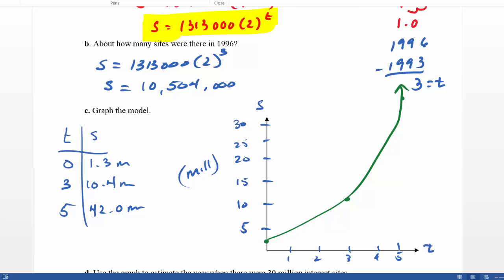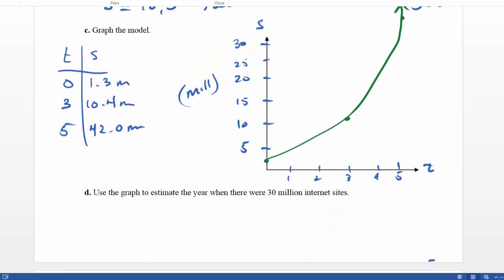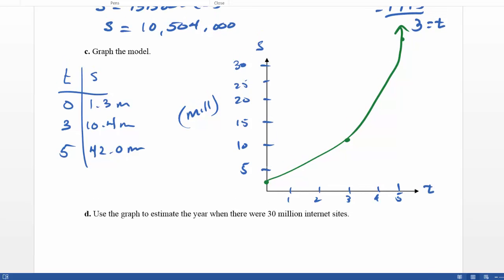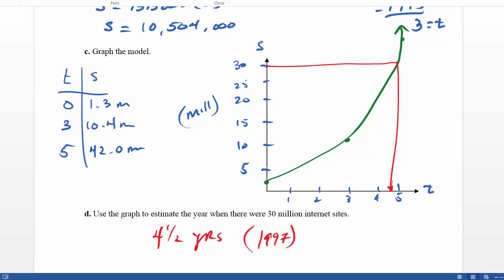And then our last question says to use the graph to estimate when there were roughly 30 million internet sites. So we can take 30 million internet sites and kind of work our way backwards. That's a very, very rough estimation, about 4.5 years. And so 4.5 years in would be 1997. And so we'll teach you a more exact way to get that figure in later lessons.